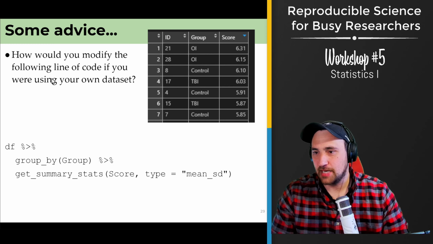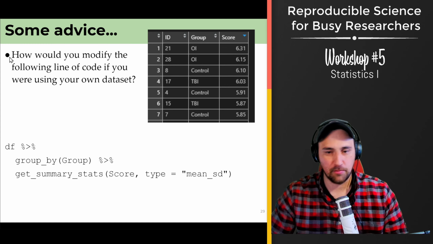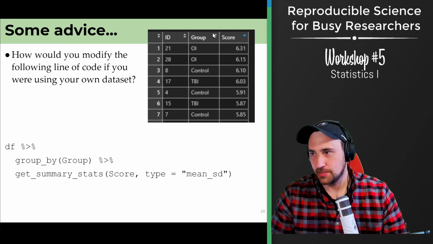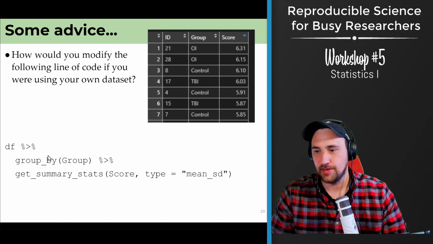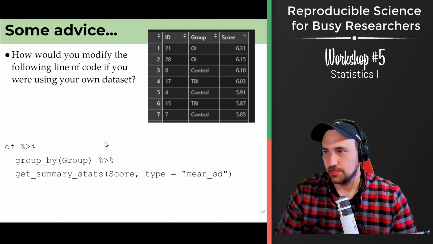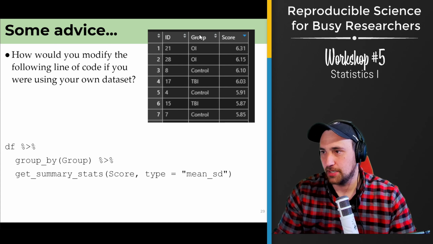So this is an example of it. You'll see whenever we open up module 5 that there's one line of code where here's the data set right here, DF, and it says group by group, and then get summary stats score. So actually take a second and look at this code. I have my data frame, which is being called, and it says group by group. So I want to summarize by here and score.